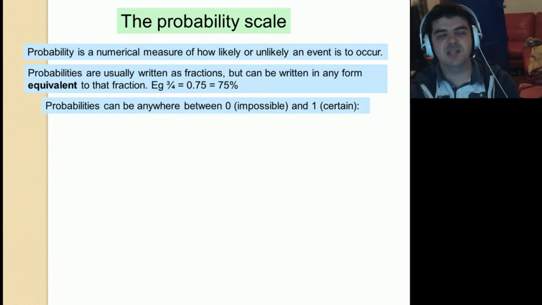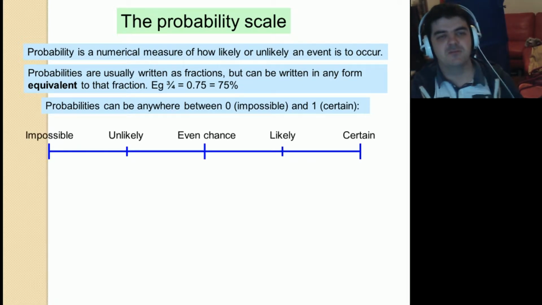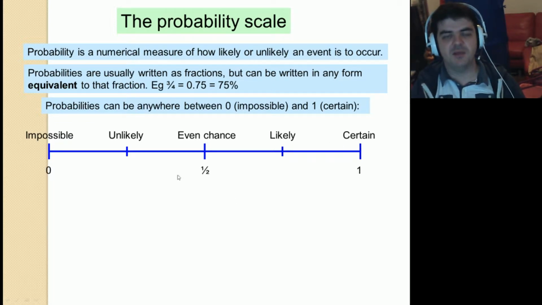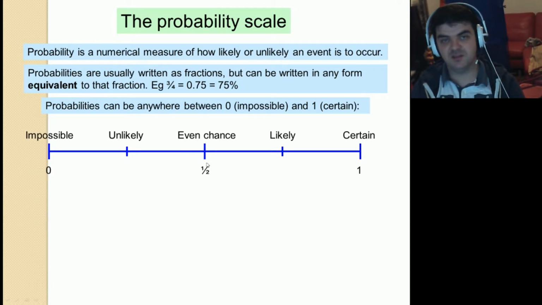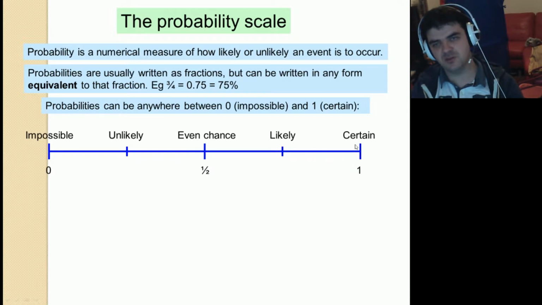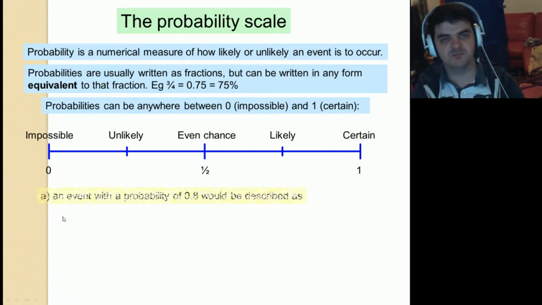So probabilities can lie anywhere between 0, the impossible, and 1, certain, and what we get is a scale like this. We have impossible at this end, certain at the other end, and they will have these values. Impossible is 0, certain is 1, and even chance, a 50-50 chance, or a half, is in the middle. And what you find is the more likely something is to happen, the closer that fraction, decimal or percentage will be to certain. The less likely that it is to happen, the closer it will be to impossible.